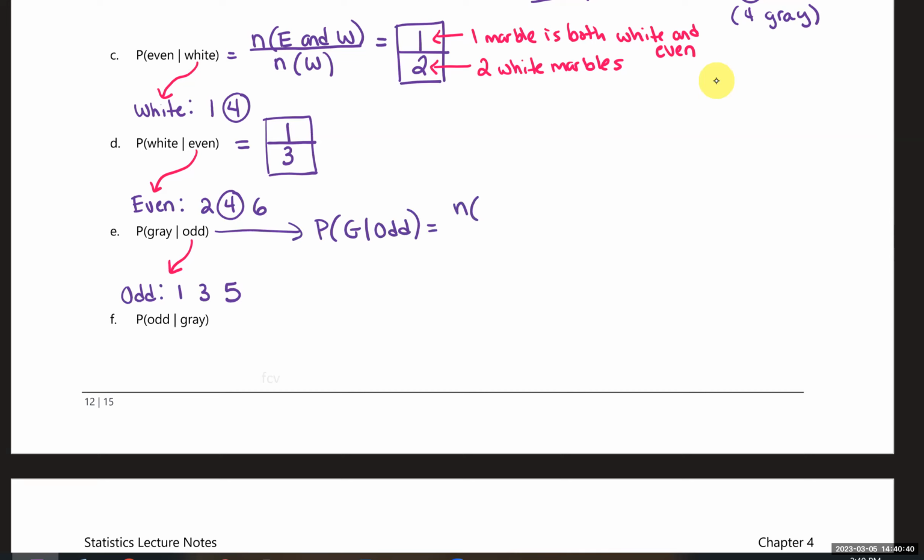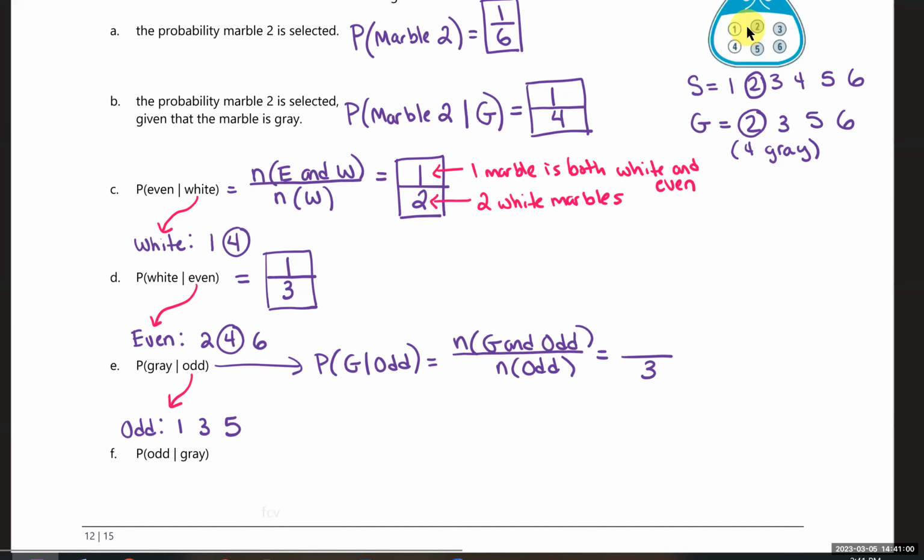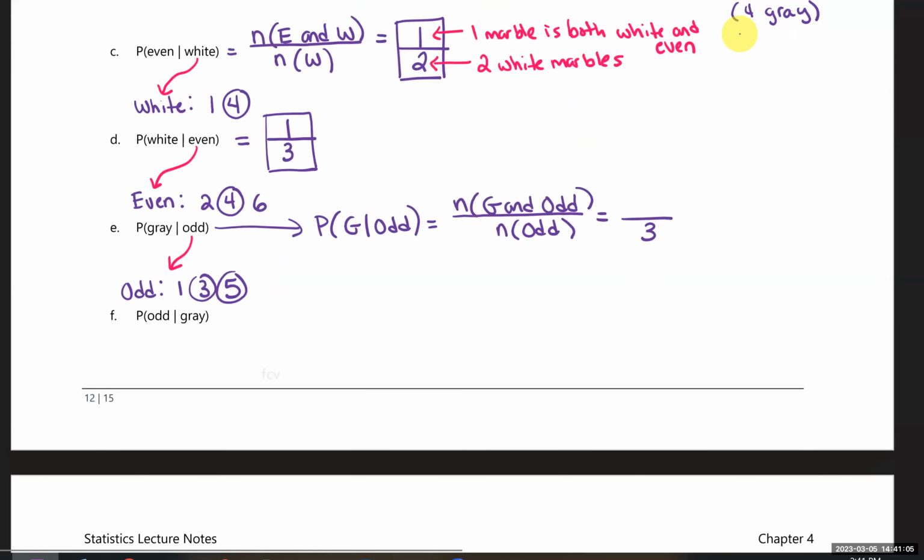You're going to look at the number of them that are gray and odd. So the number that meet both conditions, looking only at the odds. So I wrote the odds. There's 3 of them. And out of those 3 odds, the ones that are gray, 2, 3, 5, 6, 3 and 5 are gray. So there's 2 that satisfy both conditions of being gray and odd out of those 3 odd.